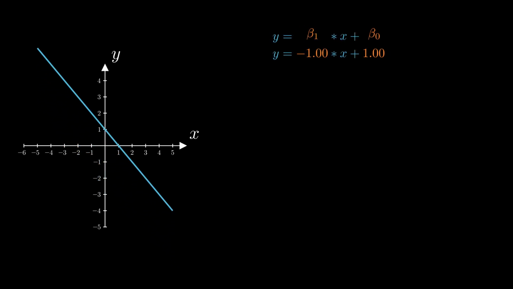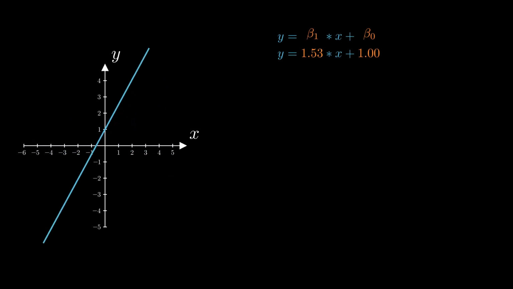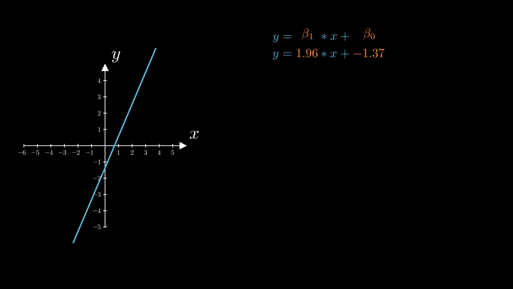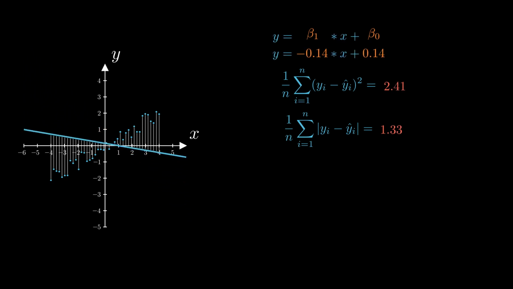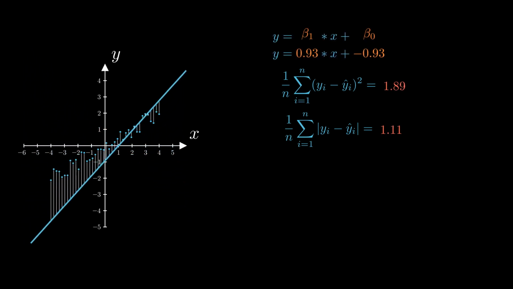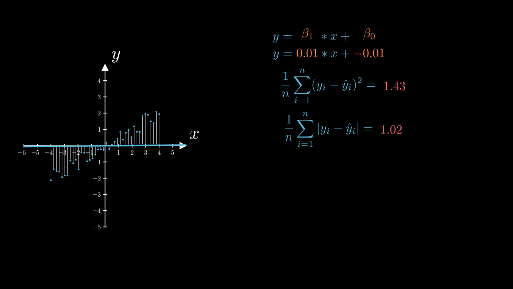By changing this value, we can rotate the line. By adjusting both these values, we can draw any straight line on this 2D graph. Our main goal is to draw the line that best fits the data points. By best fit, we mean minimizing the total error between the y values of the data points and the line.